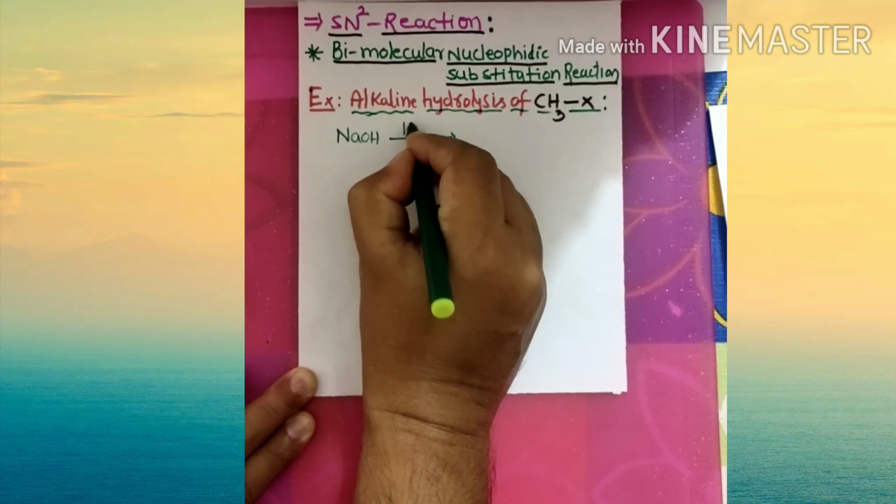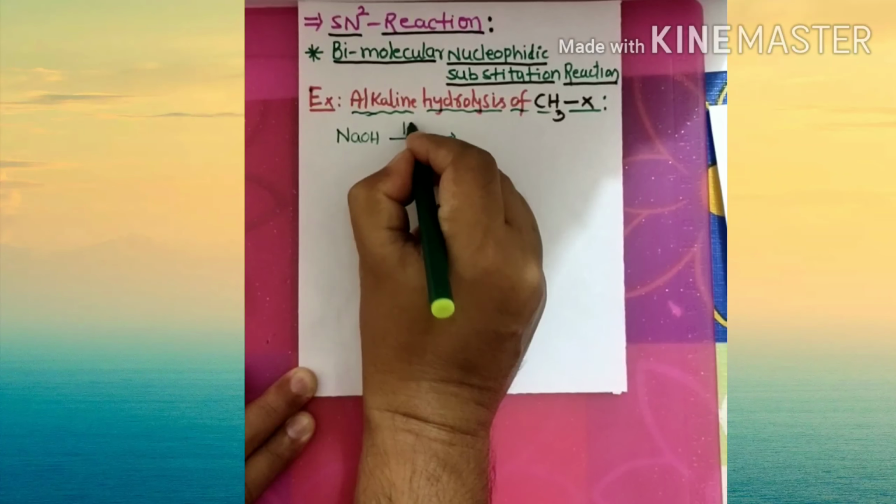Now I am taking methyl halide, CH3 bond, halide I am taking as bromine, methyl bromide. This is the compound we are calling methyl bromide.